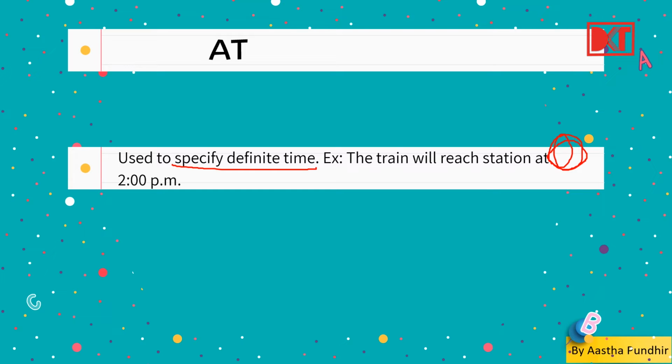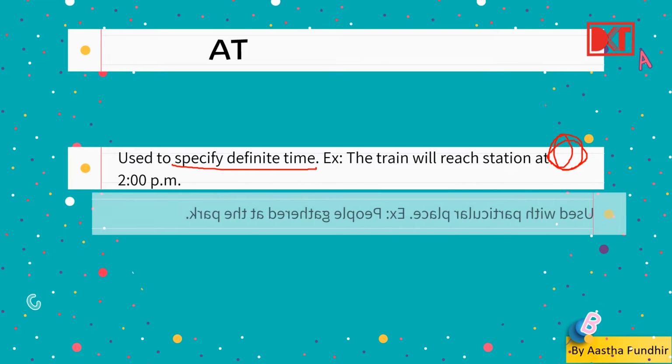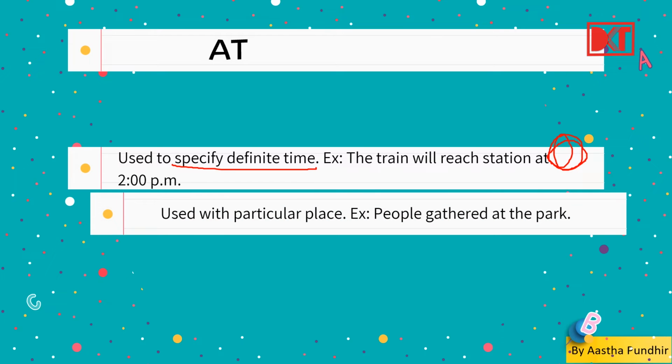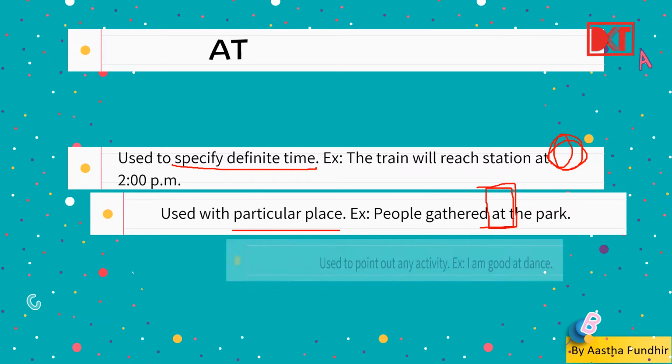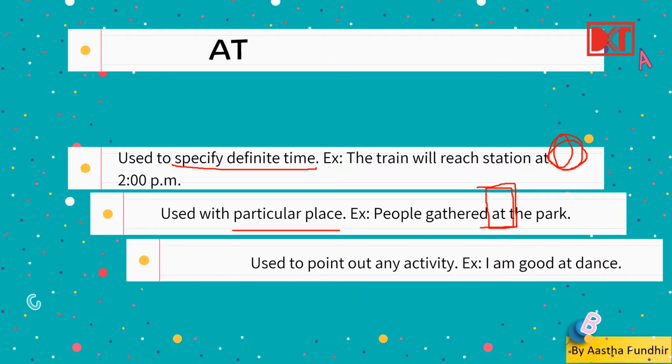Then the next usage could be used with a particular place. Example, people gathered at the park. We are talking about a particular place, okay? At the park. Here, used to point out any activity. For example, I am good at dance. At.